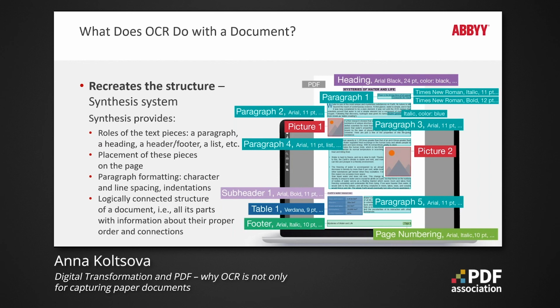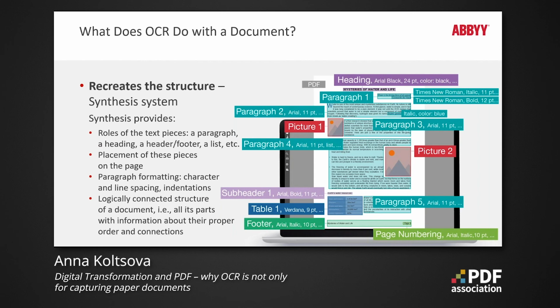It basically assembles the whole document in a digital form from all its pieces. It analyzes the parameters and order, looks for specific patterns and similarities on a page and between the pages, and many other things to recreate the document structure. At this stage, we finally get information about such things as roles of the text pieces: a paragraph, a heading, a header, footer, a list, and so on.